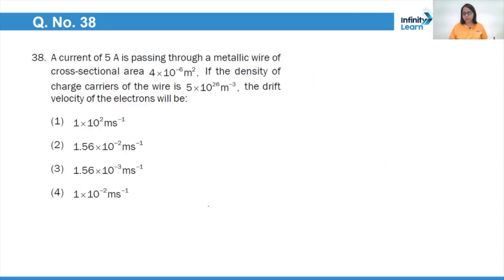Next is question number 38. We have a current of 5 ampere passing through a metallic wire of cross section this. If the density of charge carriers of the wire is this much, the drift velocity of the electrons will be. So we know that I is equal to nEAVd. So Vd will be I upon nEA.